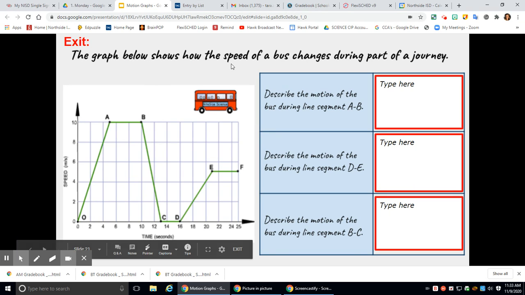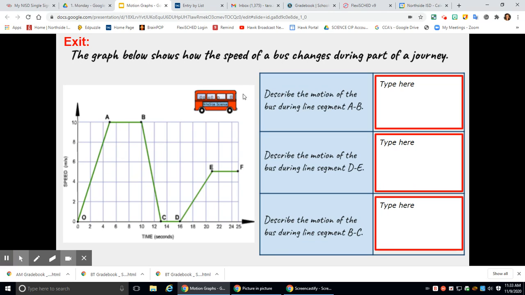Okay, so you're going to use the information above on the last slide to describe the motion of the bus through these points.